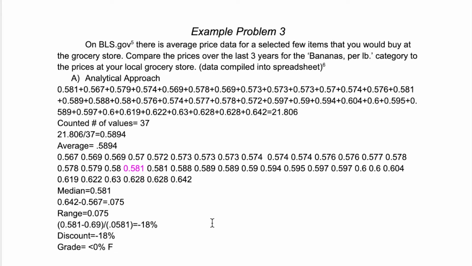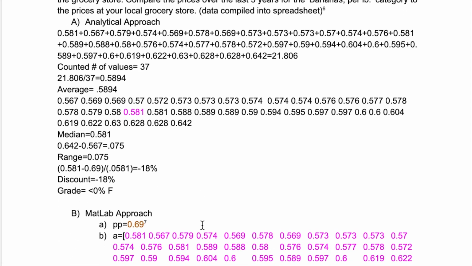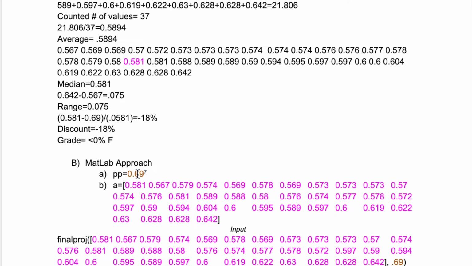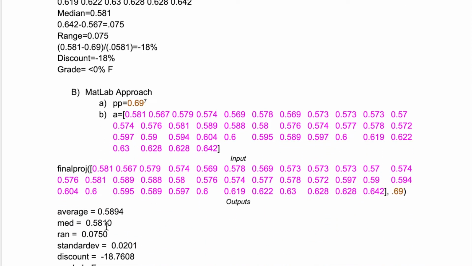Example problem 3. It yet again compares the price in our local grocery store to the average price for bananas per pound. Sourcing for the data is in the footnote again, and the current price is noted as 69 cents. You can see that right here. And the array has been measured monthly for the last 3 years. In the outputs, you can see that it's 18% higher than the average price countrywide over the last 3 years, with a median price of 58 cents.